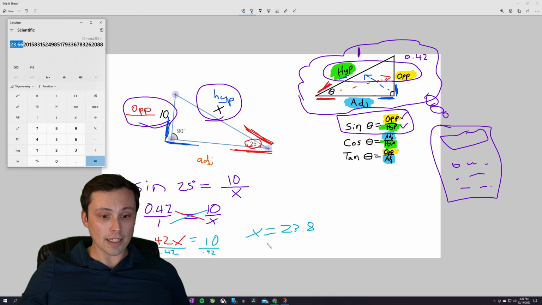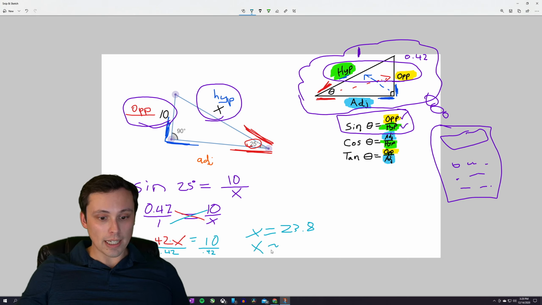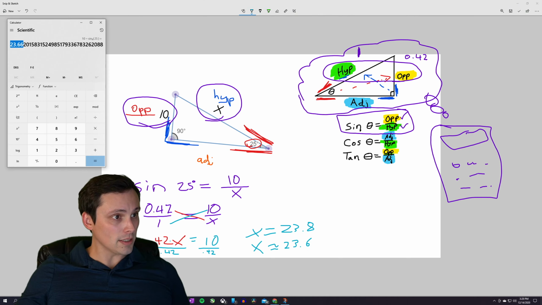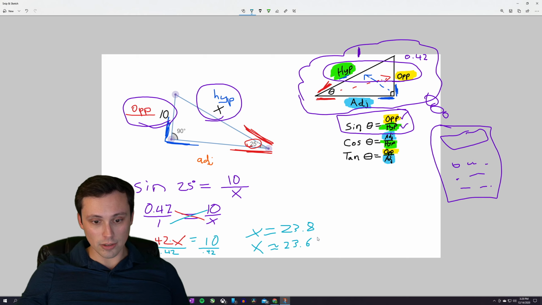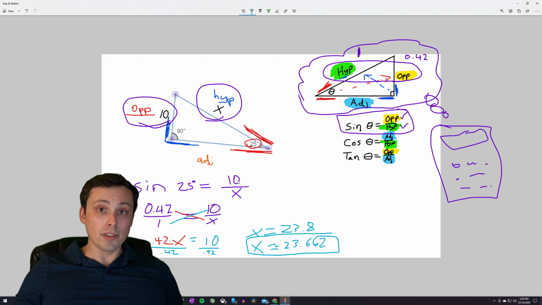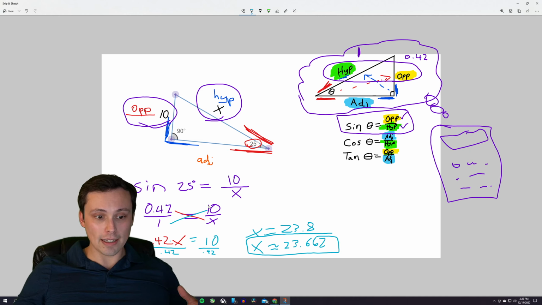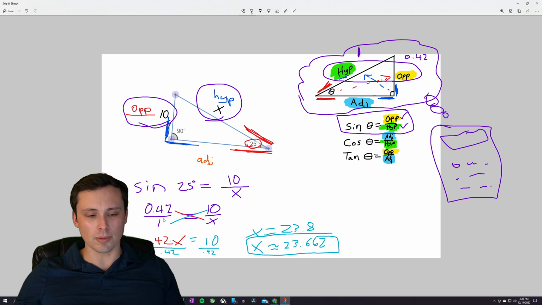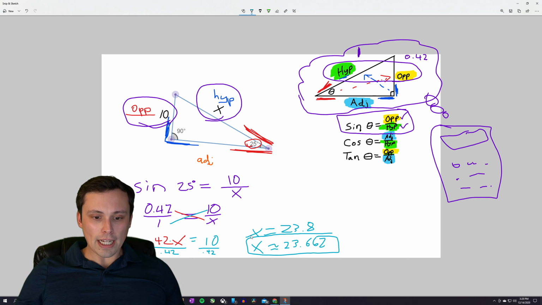Oh man, look, the actual answer should be more like x is about 23.662. So notice that that's actually more accurate. But I think if you're learning this for the first time, it's probably easier to just put the decimal there and think about this as just two equal fractions and cross multiplying. All right, so that's the basic idea on how to do these.